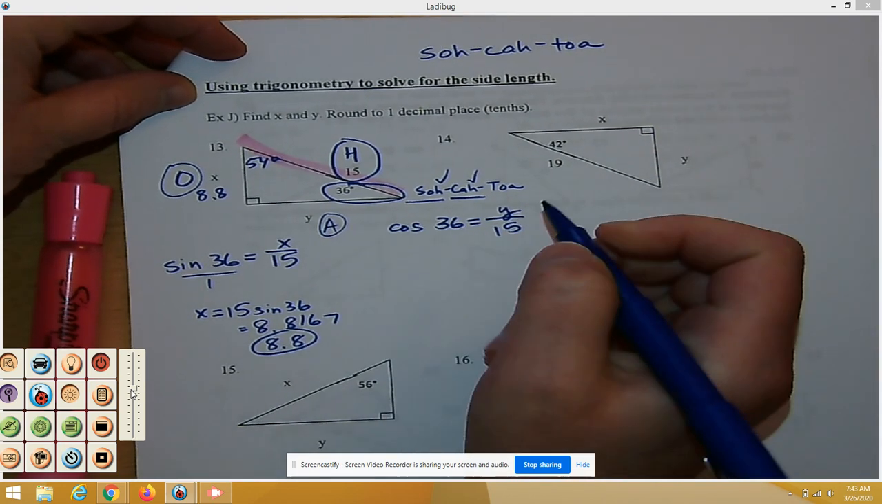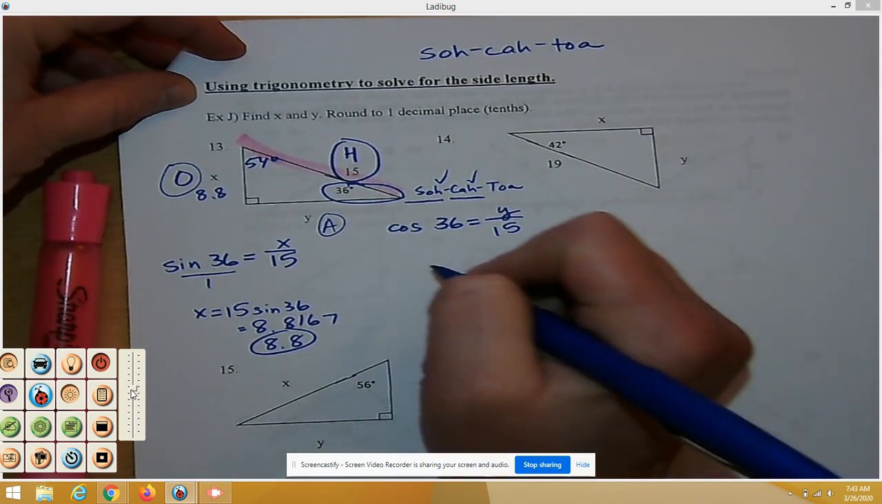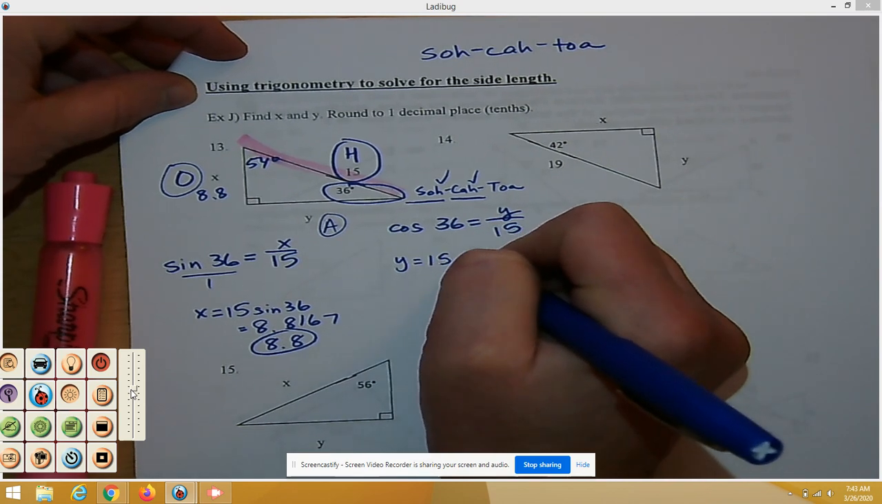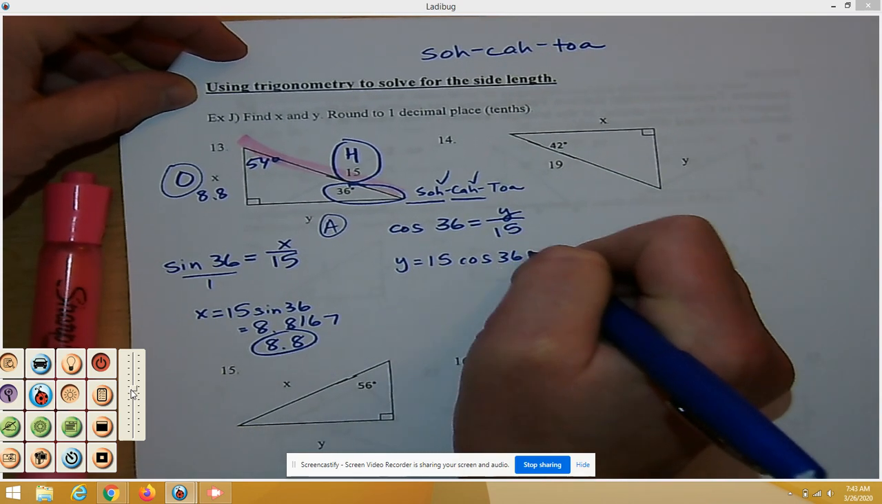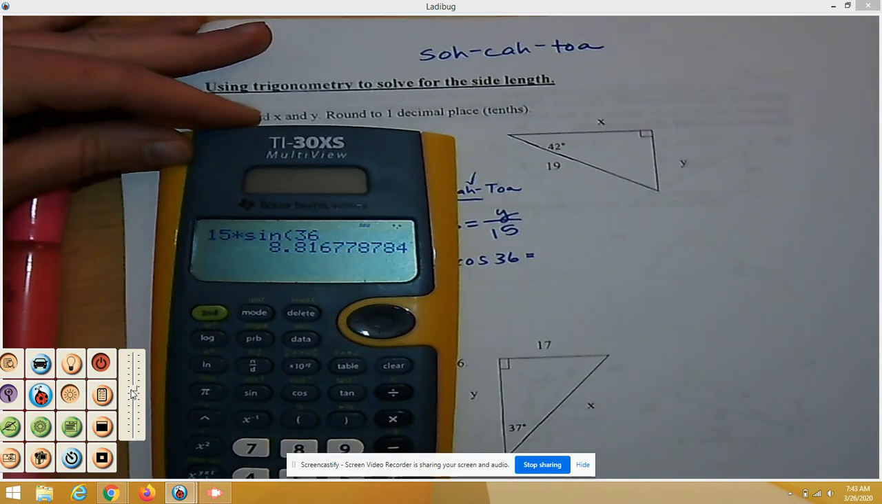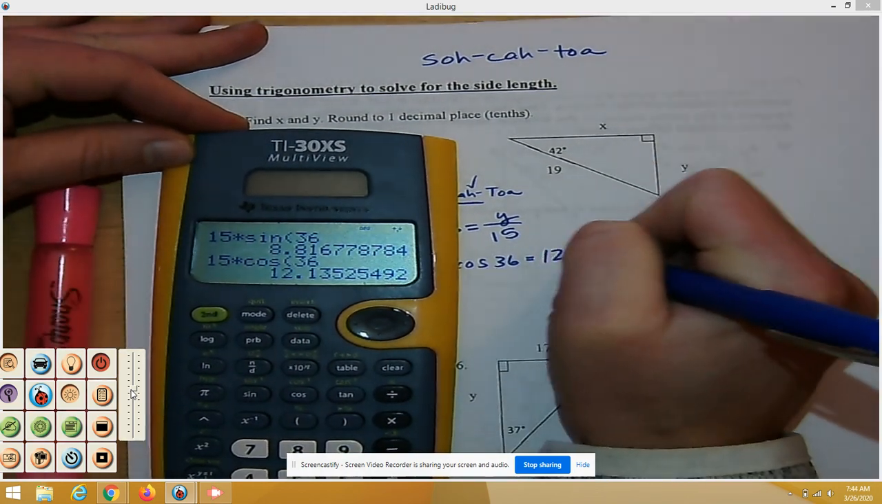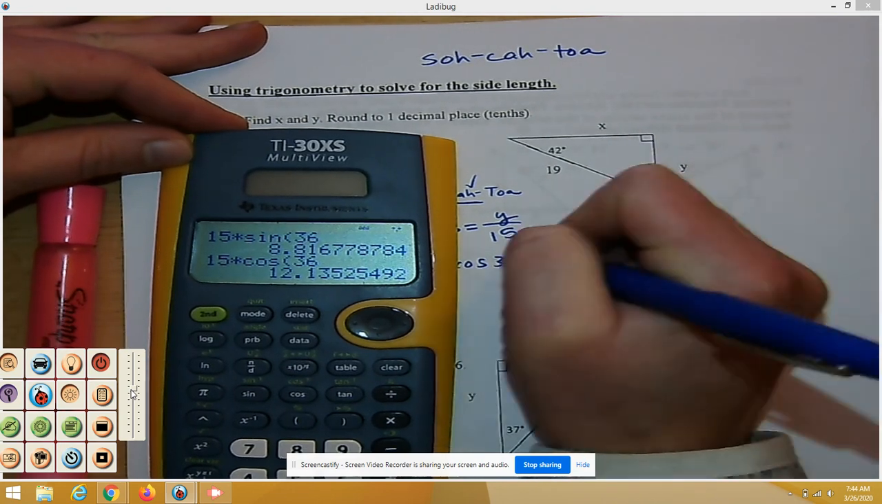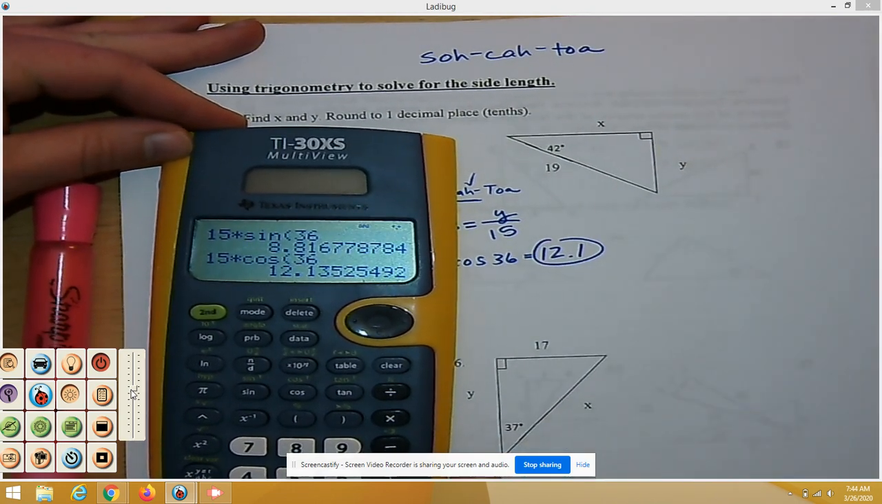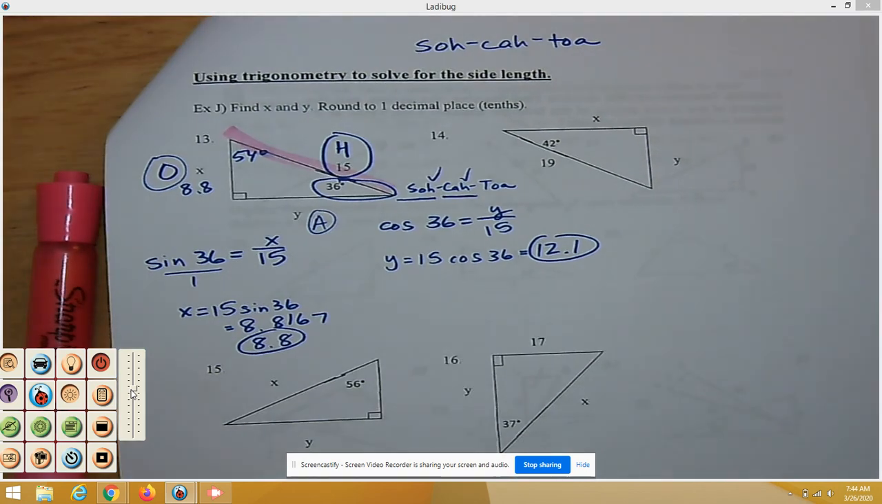And then you're going to cross multiply, variables in the numerator. So this is pretty straightforward. So y equals 15 times the cosine of 36. All right, and then you're going to do 15 times the cosine of 36, and you're going to get 12.1 and change, but I just said to round to 1 decimal place, so the 12.1 is fine. And I'm going to write that in.